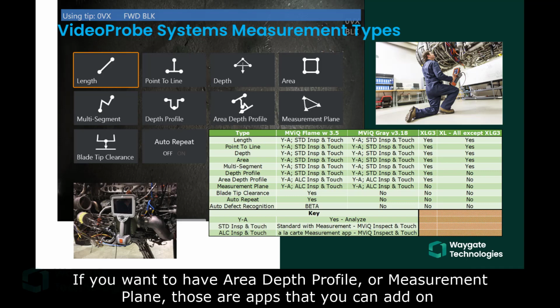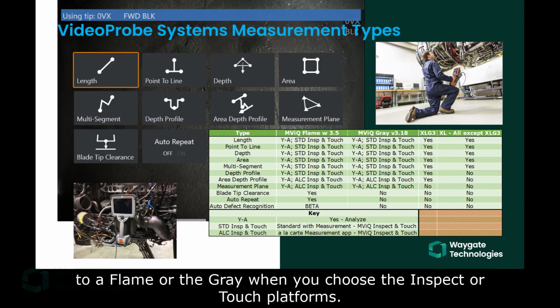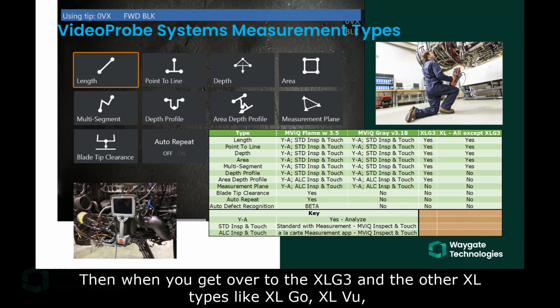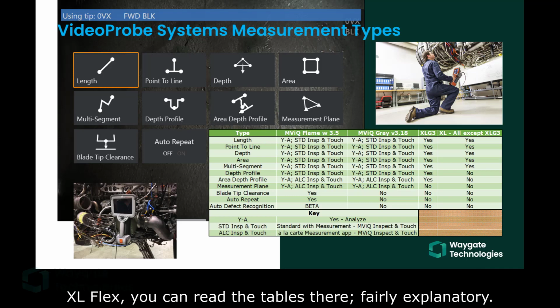If you want to have area depth profile or measurement plane, those are apps that you can add on to the flame or the gray when you choose the Inspect or Touch platforms. So a couple of different iterations in the Mentor Visual IQs. Then when you get over to the XL G3 and the other XL types like XL Go, XL View, XL Flex, you can read the tables.